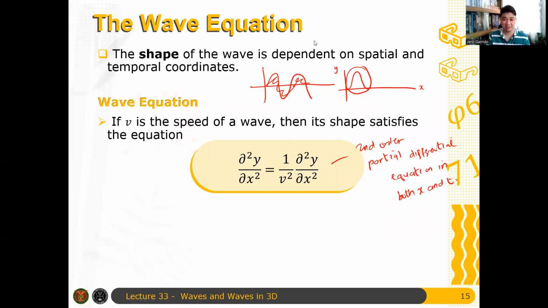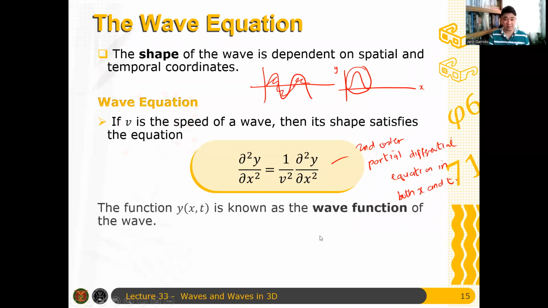Sir, ano? Yeah, exactly. Sorry for that, hindi to Math 21. So, kaya kailangan natin i-discuss ng konti ano yung partial derivative, very slightly. So, in that case, the function y of x and t is known as the wave function. Or, ang tawag dyan wave function, itong y of x and t na to.